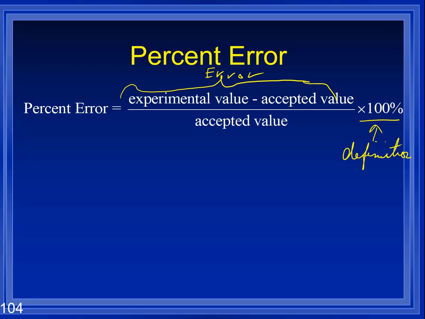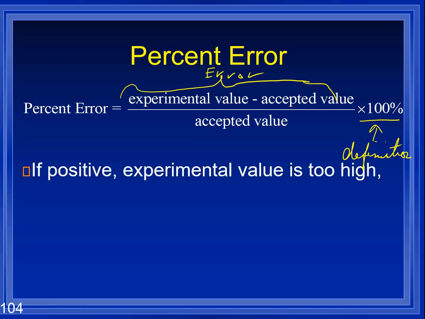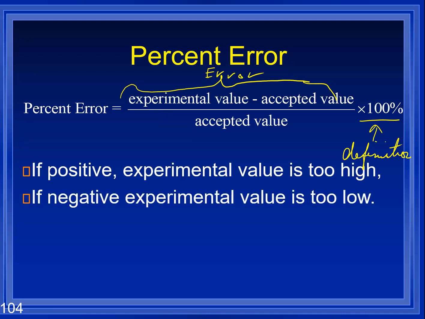And the sign's important again. If I get a positive error, that means my subtraction was positive, which means my experimental value was higher than my accepted value, that my experimental value was too high. That's how I'm going to get a positive number, if experimental value is big. And I'll get a negative answer if the experimental value is low. Because I'll subtract a bigger number from a smaller number, get a negative number.